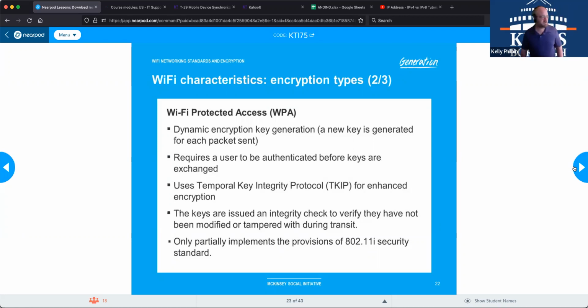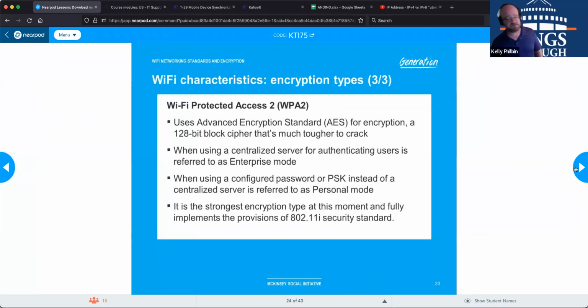But this was not a fail-safe system. It still had its issues. This was kind of a bridging technology to get us to what is more commonly used today, which is WPA2, or Wi-Fi Protected Access 2.